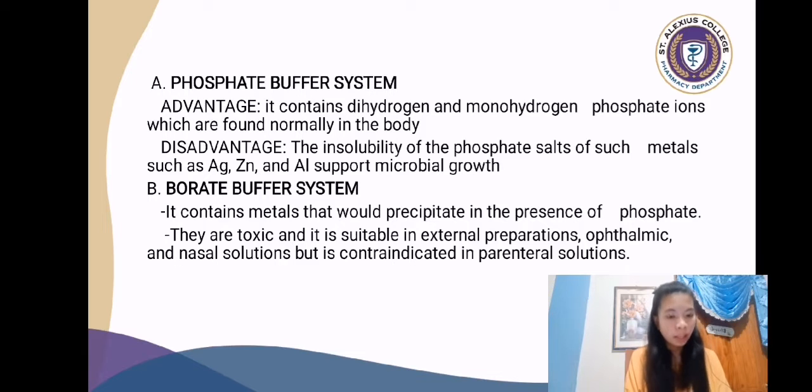Hindi rin siya pwedeng i-inject. Sabi nga dito, it is contraindicated in parenteral solutions, like just the injections, the implantations, hindi siya pwede. Once na, dahil dangerous ang borate, just like the sodium borate, talagang hindi siya pwede i-take orally or i-inject sa ating katawan. It is suitable only for some external preparation.